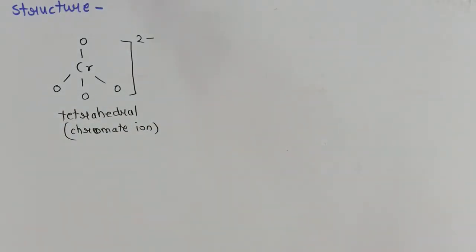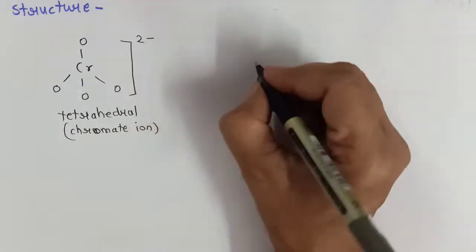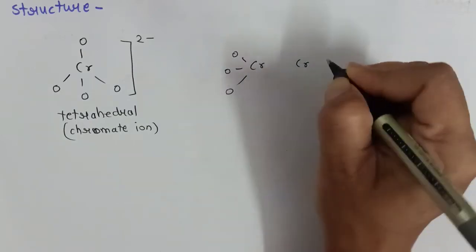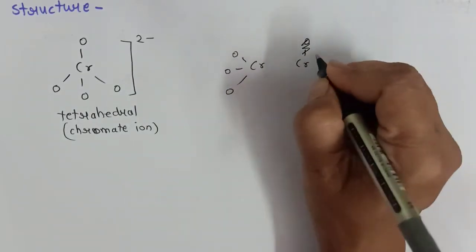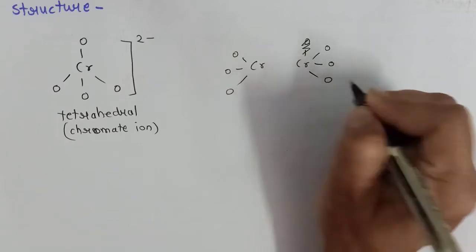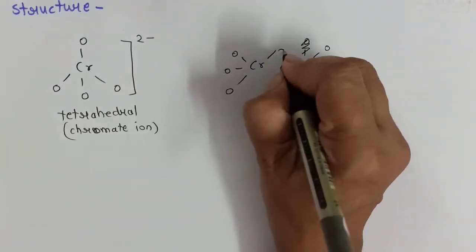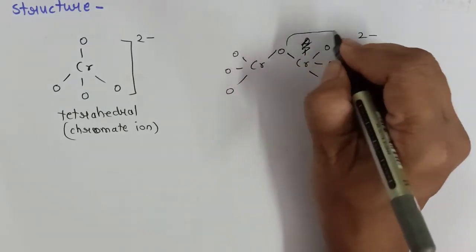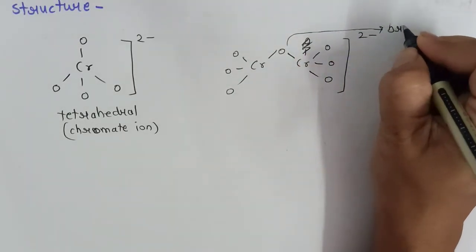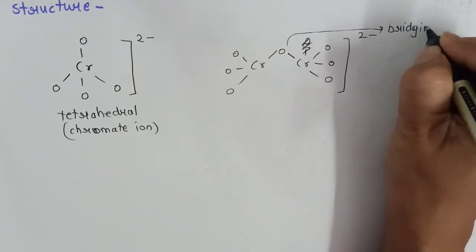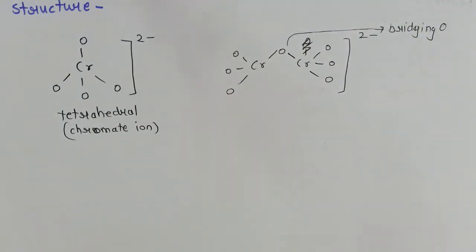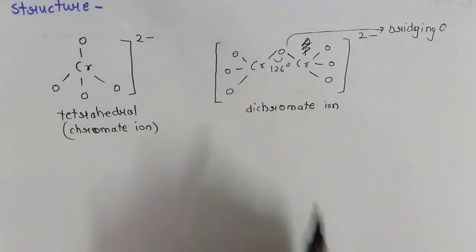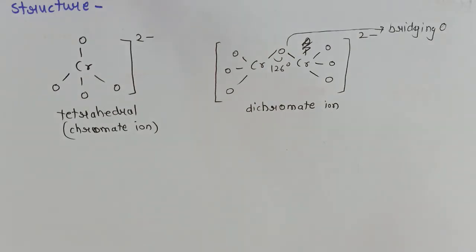Now in dichromate ion, two tetrahedral units are joined together. And these two chromium units are joined by a bridging oxygen. This oxygen is called the bridging oxygen, with the bond angle being 126 degrees. So dichromate ion will be orange in color.